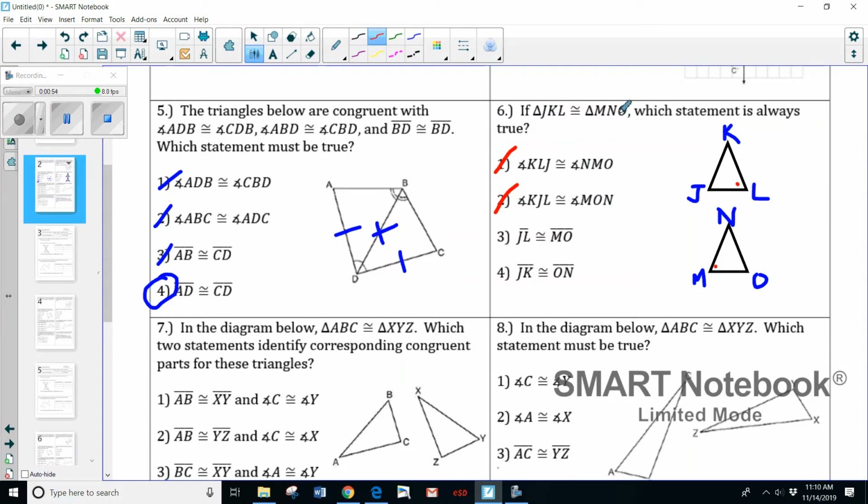So let's do choice 3 here. Let's do the order up at the top again. JL, so that'd be the first and third, congruent to MO, first and third. Yep, that matches first, third, so 3 has to be the right answer. And you can get it on the diagram also. JL is the bottom side, congruent to MO, which is also the bottom side. So either way, it is choice 3.